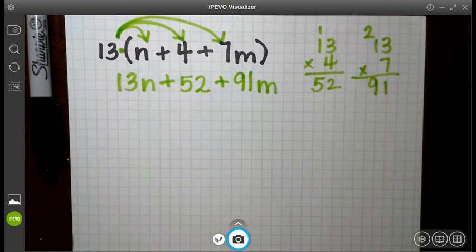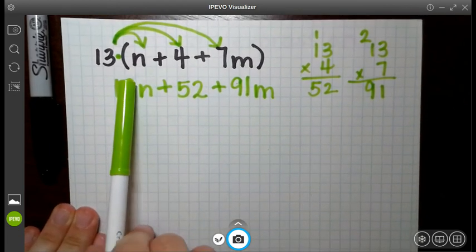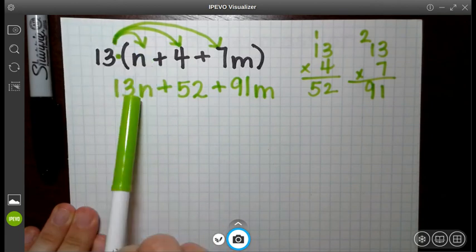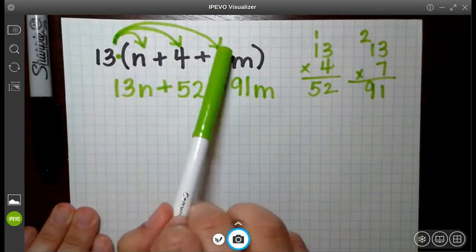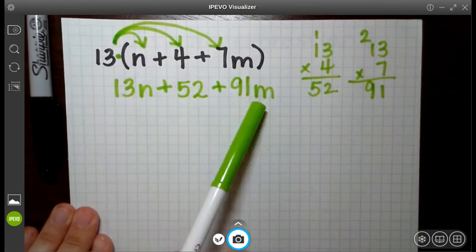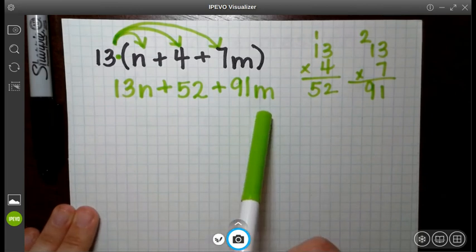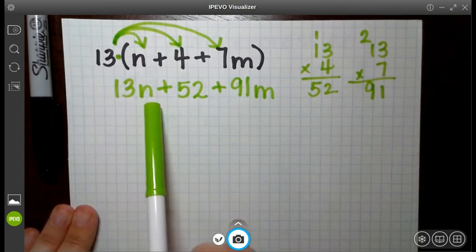Now, I always check for good measure that I multiplied by every term inside the parentheses. 13 times n, 13 times 4, 13 times 7m. 3 terms inside, 3 terms in my answer. I cannot combine any of these terms because none of them are the same number times the same variable.